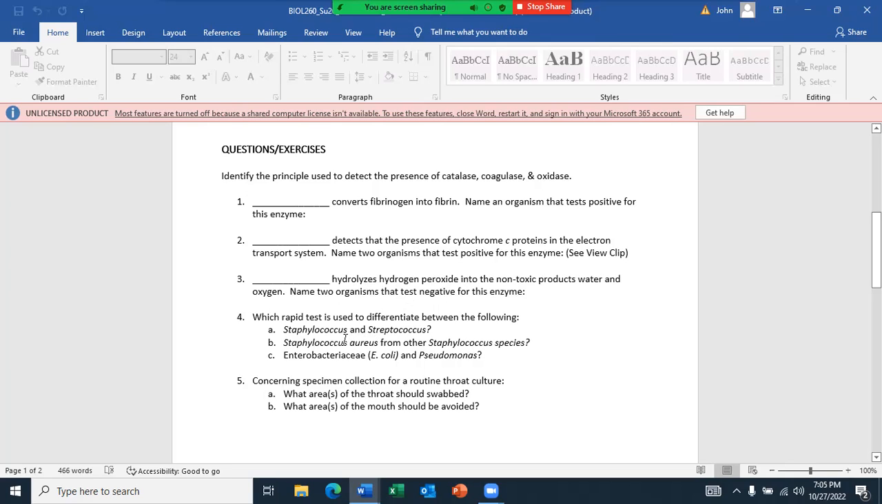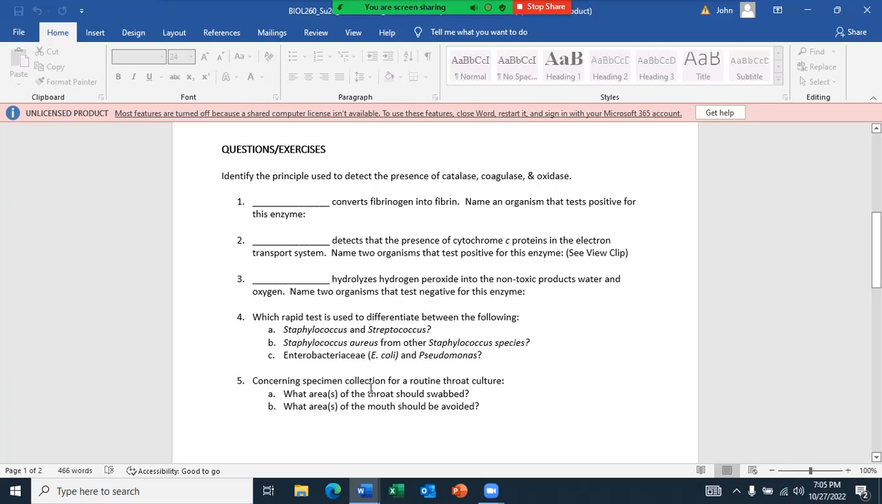4, what rapid test is used to differentiate between the following? How can we rapidly distinguish Staphylococcus from Streptococcus? How can we rapidly distinguish Staphylococcus aureus from other members of Staphylococcus? And how can we distinguish the family Enterobacteriaceae, such as E. coli, from the family Pseudomonaceae, such as Pseudomonas aeruginosa?